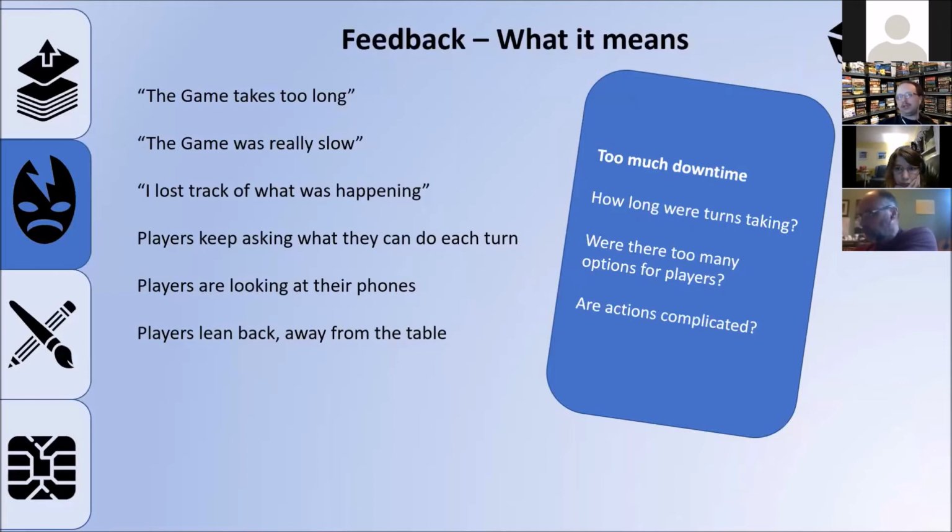How many players were playing? Is the game actually optimized for that many players? Did each player have too many different options that they could take, and so they spent too long planning out what they were going to do each turn, even if the actions themselves took a very short period of time? Are the actions overly complicated? So doing this leads into doing this, that leads into doing this. But if I do this, I'll lead into doing this.